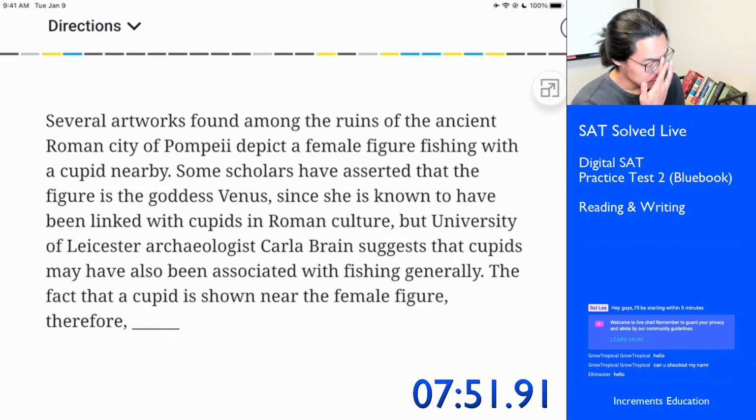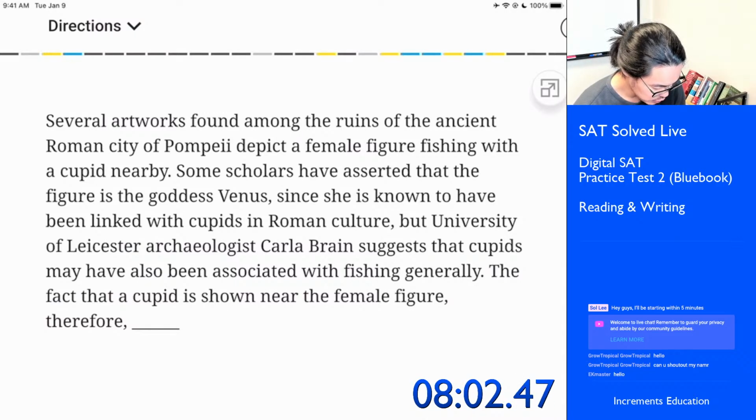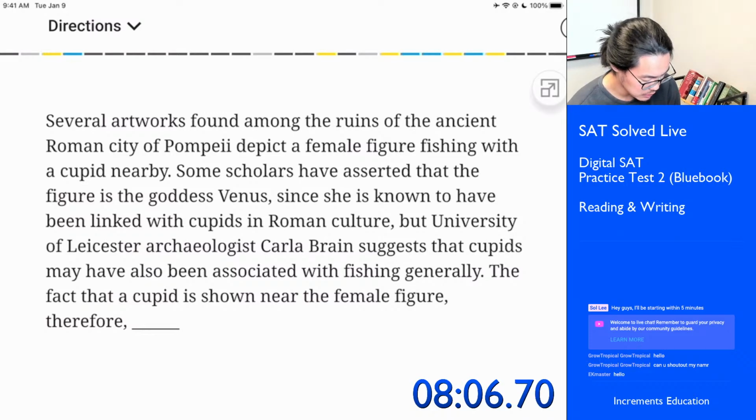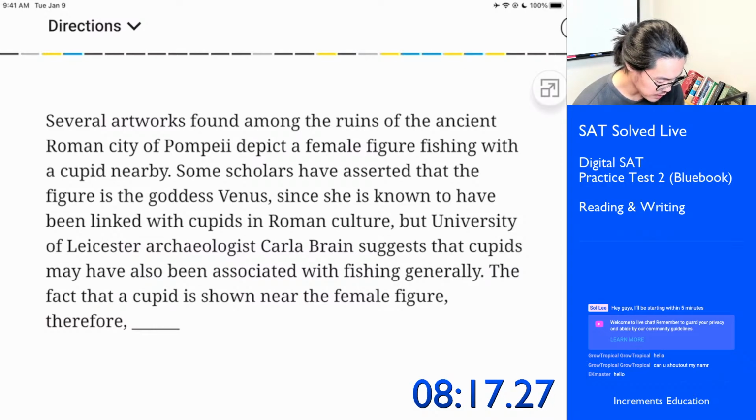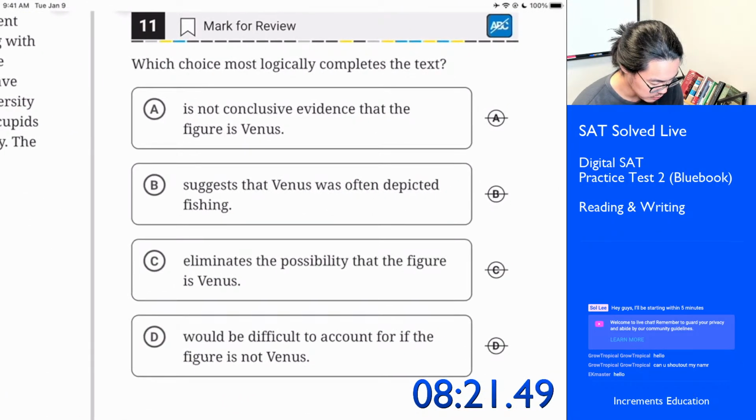Several artworks found depict a female figure fishing with a cupid. Some scholars have asserted that the figure is the goddess Venus. Some scholars think it's connected to Venus, but others think it's just about fishing generally. The fact that a cupid is there therefore means that it's not necessarily Venus. Oh, okay, yeah.